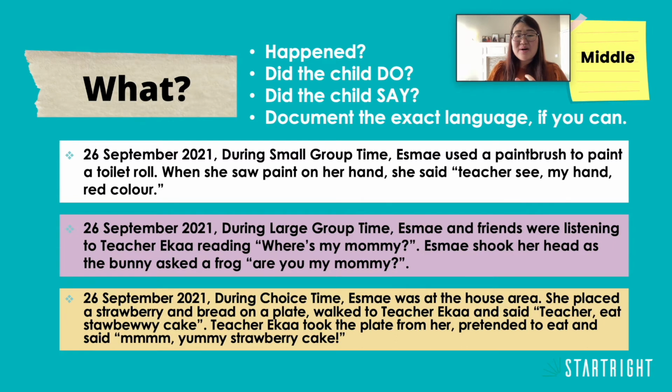Alright, so when we want to write anecdotes, we spell according to how we hear. Strawberry cake. Let's say if I hear it like that, I will spell it according to like that. And then what did the teacher respond? The conversation that took place, write that down. Okay, so that's the middle section.